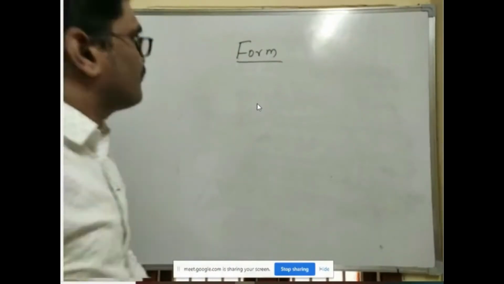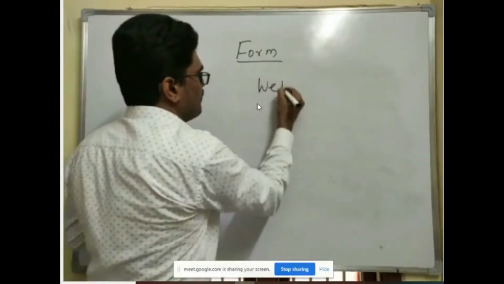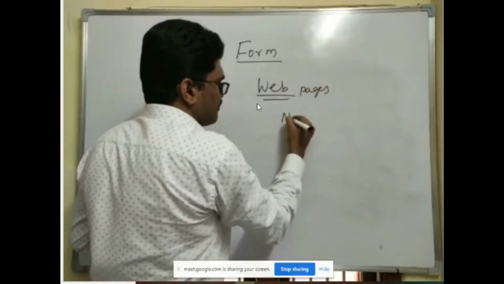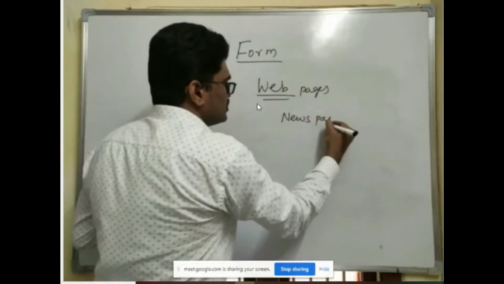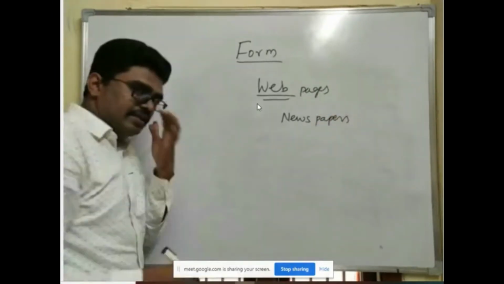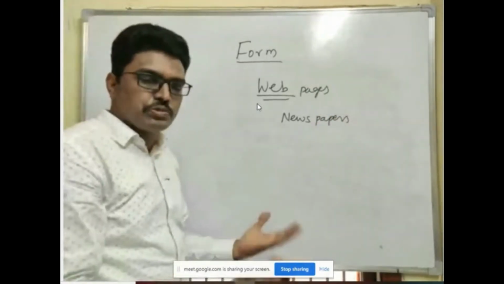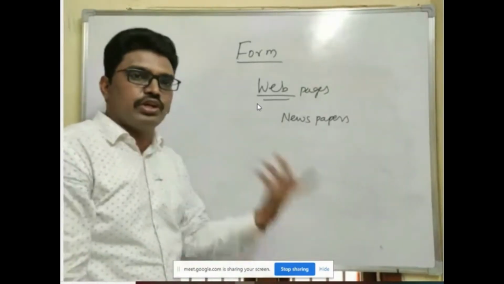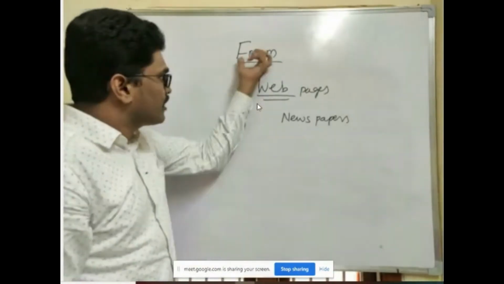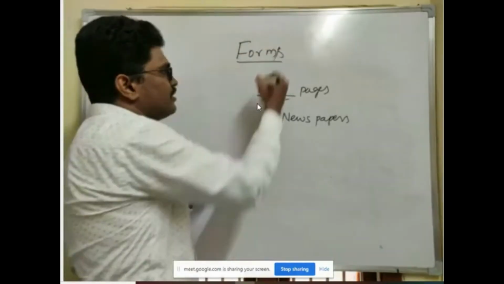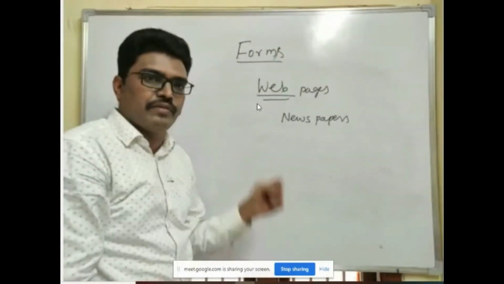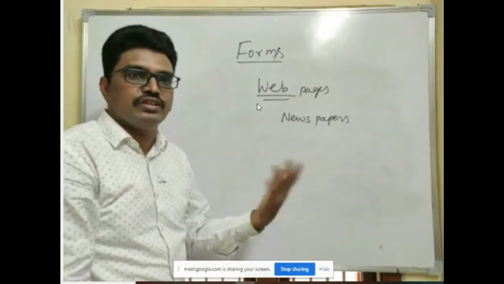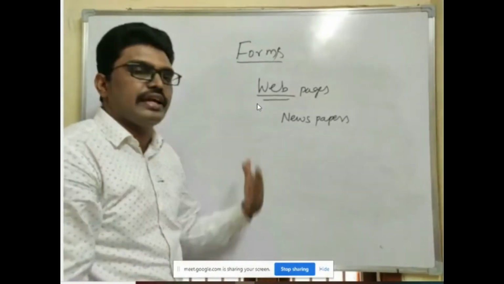So before forms, web pages or web design were just like newspapers. See, whenever I read a newspaper, it is one-way communication. I get information from it, but I cannot put something into the newspaper. So before forms came into the picture, your HTML or web pages were just one way of communication. They were conveying the information, but you could not interact with them.